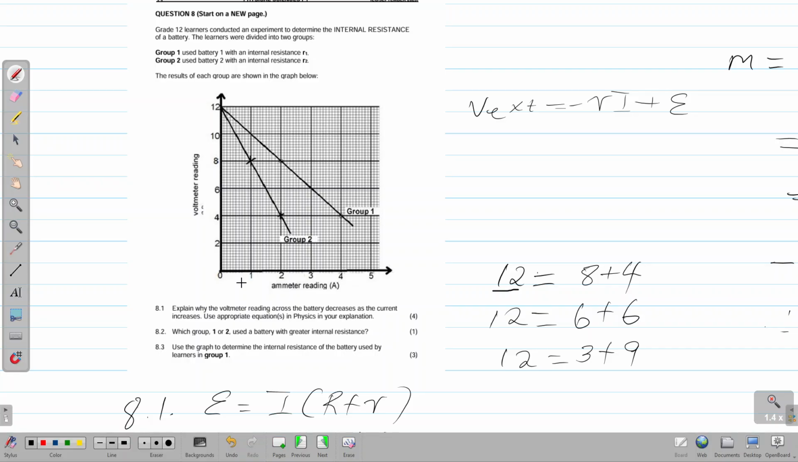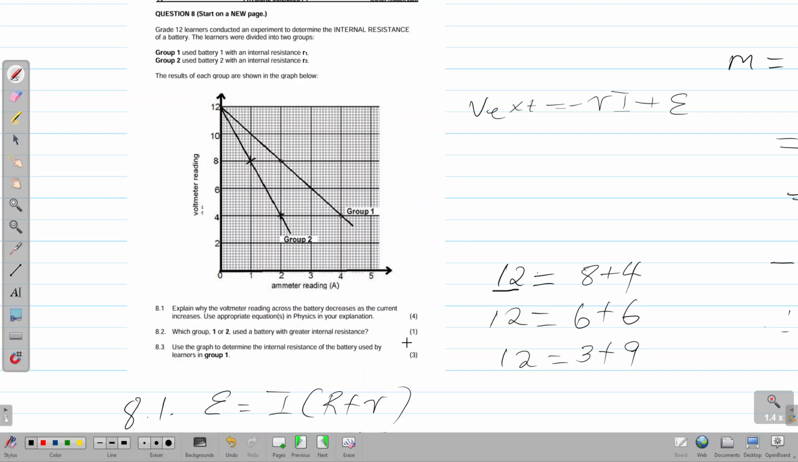But if you move to a current of 1 amp, you can see that group 2 drops to the voltage of 8. But group 1, in order to drop to the voltage of 8, the current has to be 2 amperes. So this is gentle and this is more steep. So then it's group 2. The magnitude of the gradient of the line of group 2 is greater than the magnitude of the gradient of group 1.